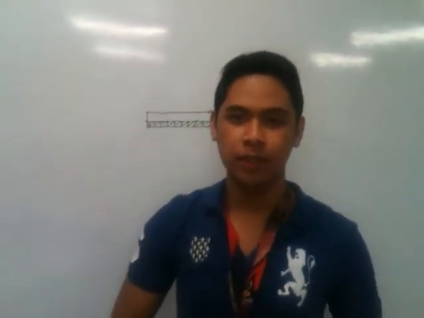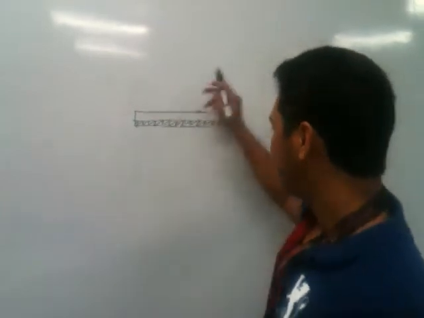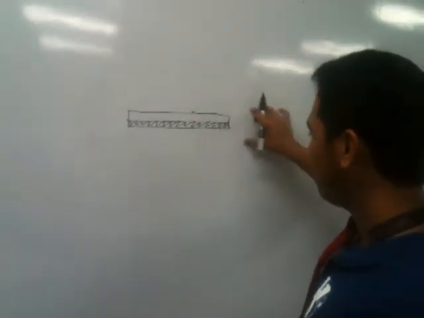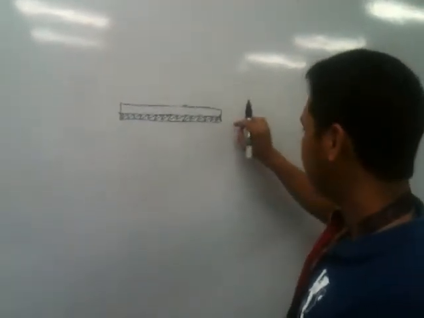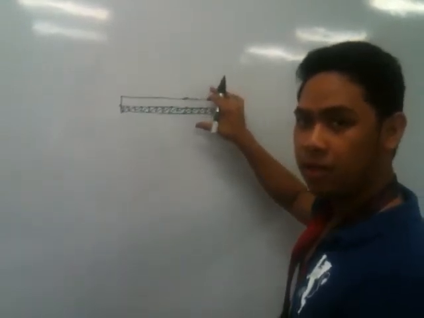And I'm going to discuss the bimetallic strip. The bimetallic strip is a device used to convert temperature change to mechanical displacement. For example, this is a bimetallic strip. It consists of two different metals with different thermal expansion coefficients.